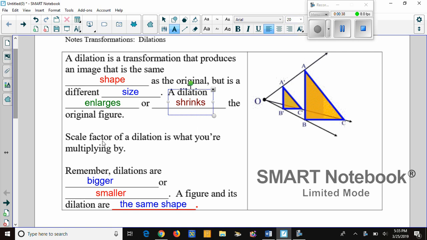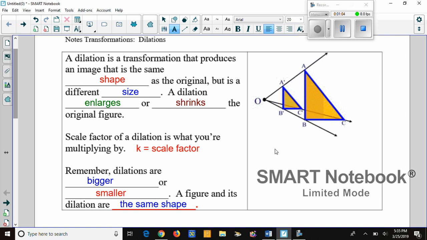Scale factor of a dilation is what you're multiplying by, and we are going to call that scale factor K. Remember, dilations are bigger or smaller. A figure and its dilations are the same shape.